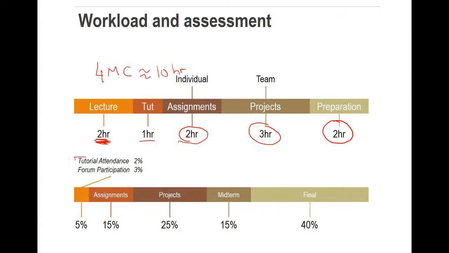For this 5% of the weightage, I split into tutorial attendance, so please go for tutorial. Participation will be on the forum participation on Cosmology. I will not open the forum on Luminous, so please go to Cosmology for your forum. Assignments, we have 3, and each of these will be 5%. Project, as I've said before, is 25%. Midterm is 15%. Final is 40%. So final is pretty big.